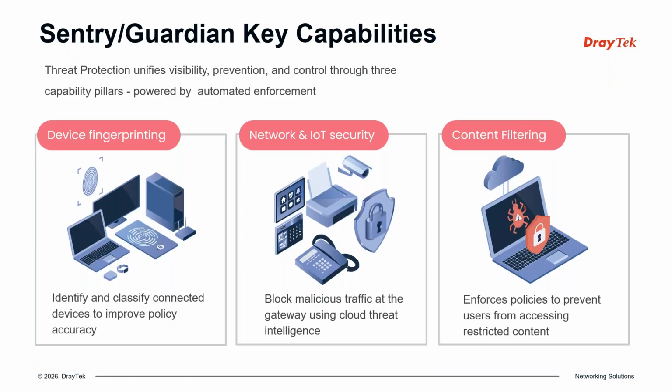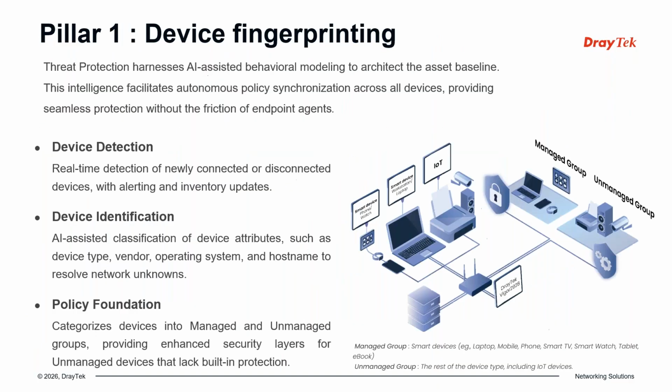Based off of the device fingerprinting and identifying devices on the network, we can then monitor for suspicious traffic and things that are out of the ordinary, using the cloud intelligence of the reporting, to get the feedback on any suspicious activity detected. And then we also have, as a third pillar, content filtering, which is able to enforce policies to prevent users from accessing restricted content.